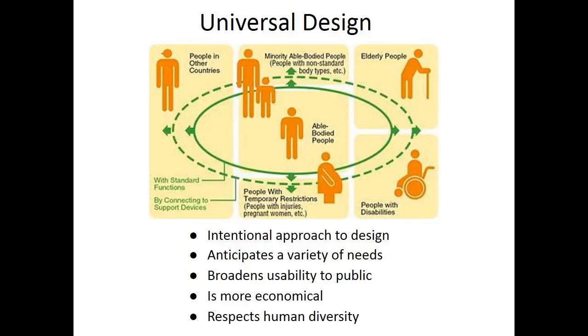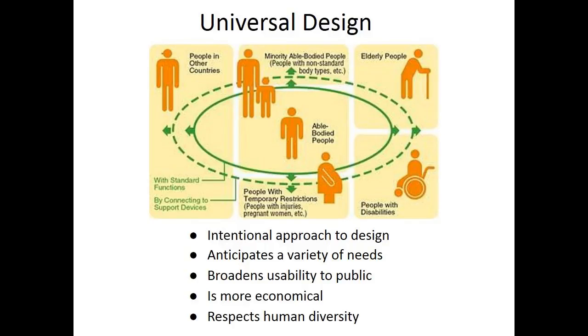The image we're looking at is a series of graphics of people with concentric circles around them. In the center is an able-bodied person. As we move out from the center, there are people from different cultures, different physical abilities, different cognitive abilities, people that are elderly, people with temporary disabilities.